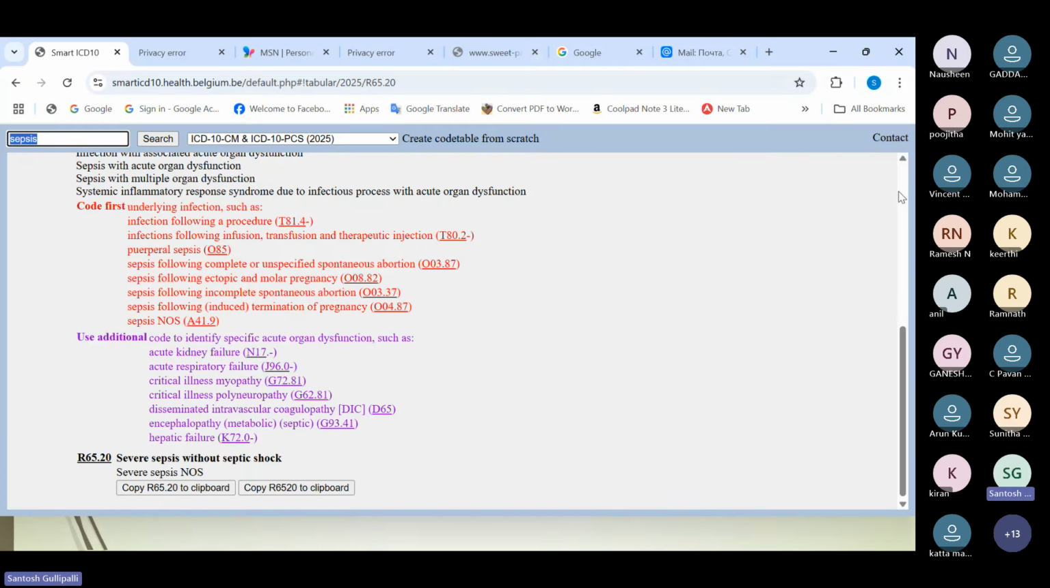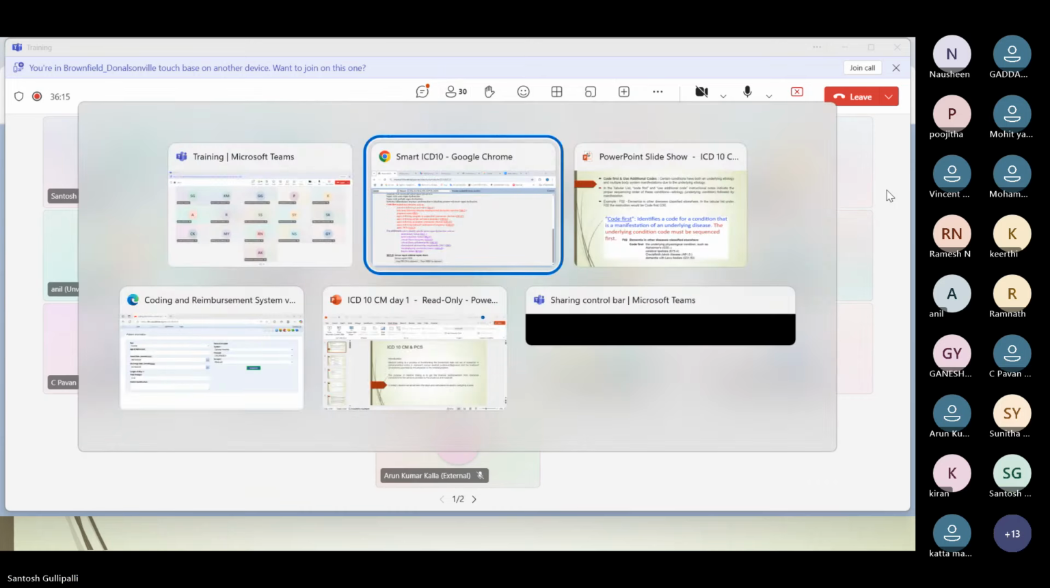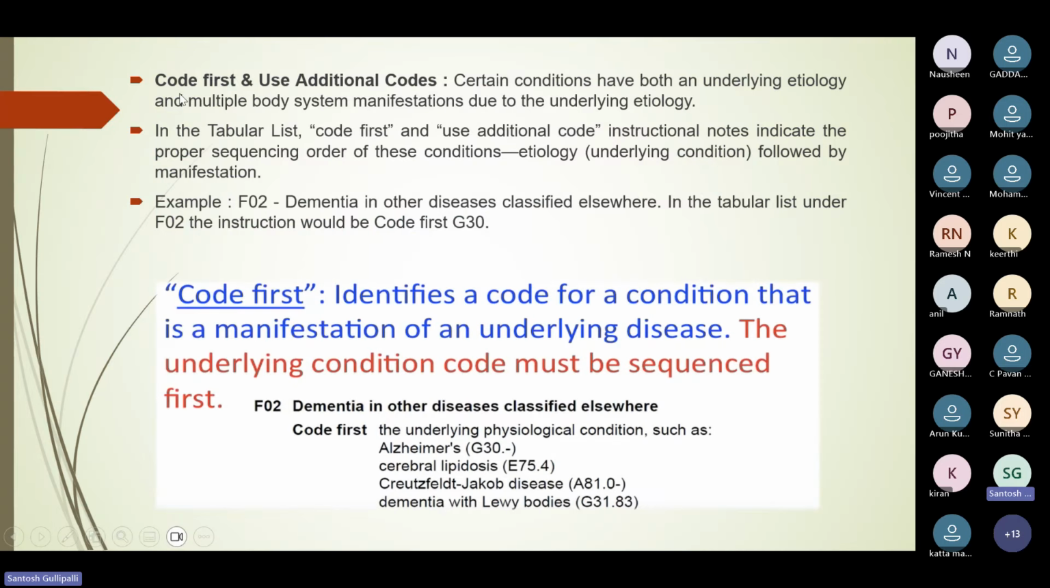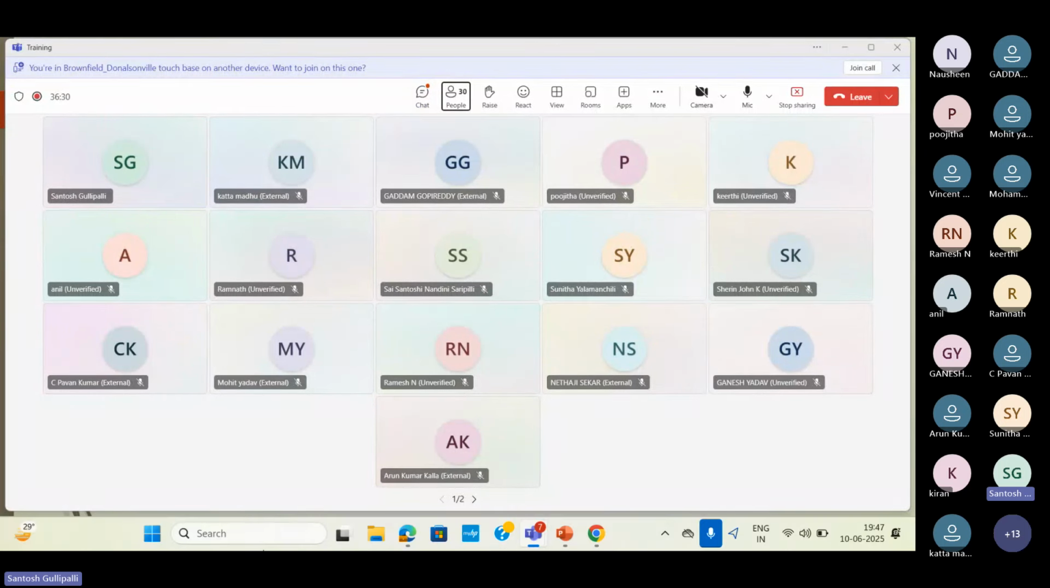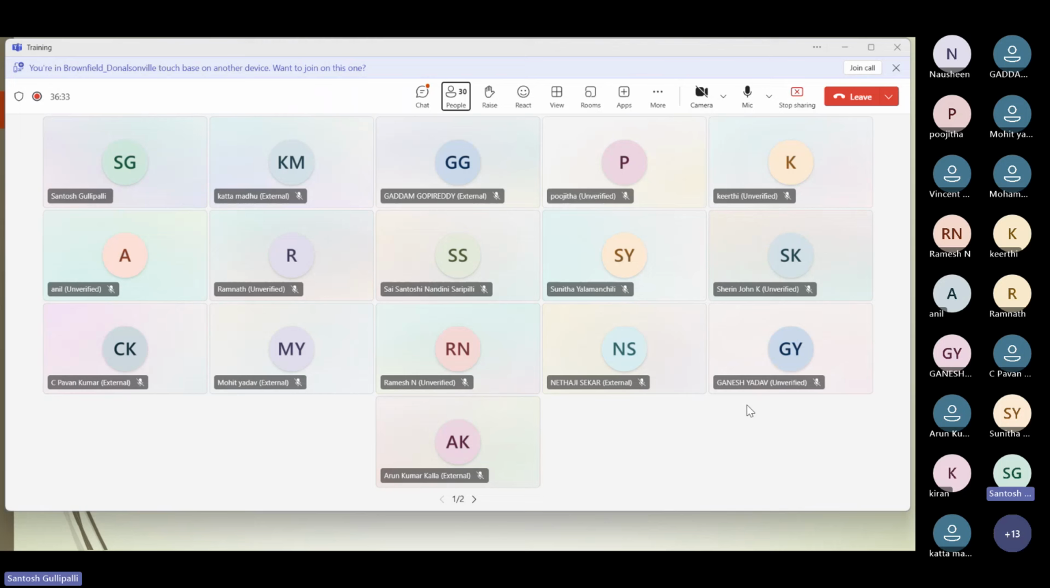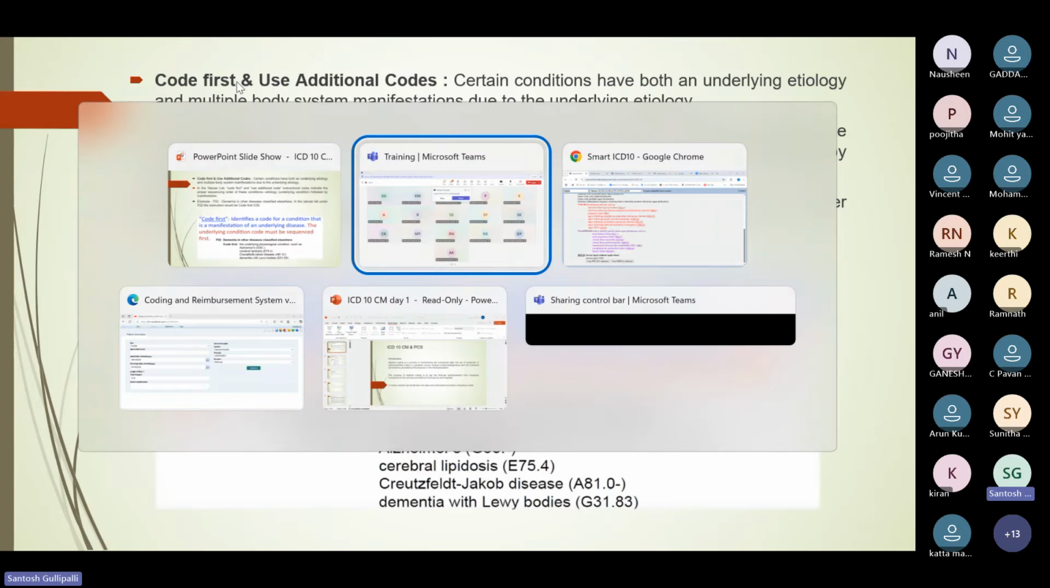So the next convention is code first and use additional codes. What is code first and what is use additional? The code first note means, for example, the patient comes to the hospital for severe sepsis. How to look up the diagnosis code for severe sepsis? What is the main term? Sepsis. So sepsis is the main term. So you can check.